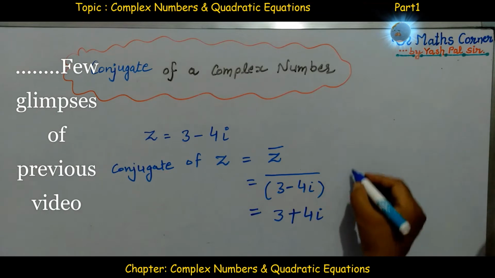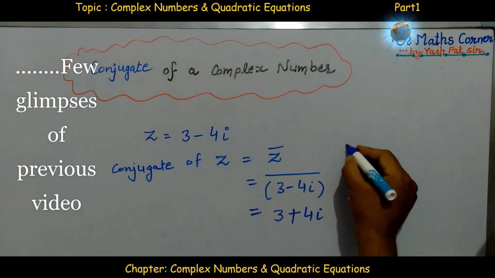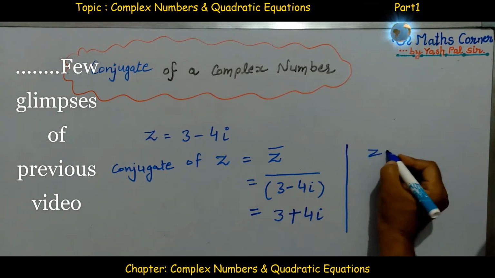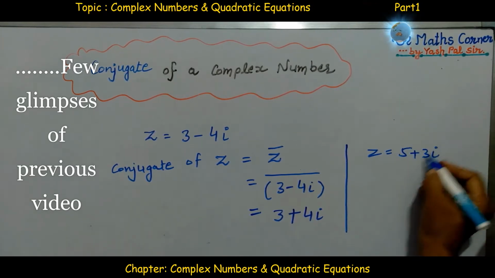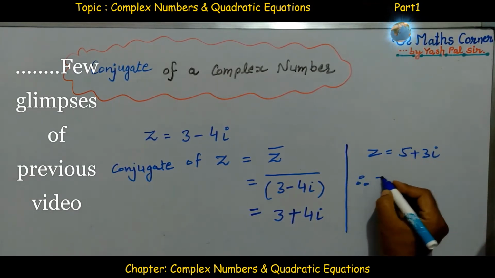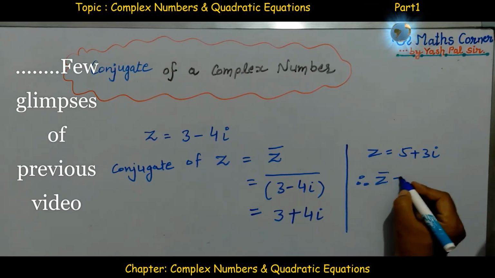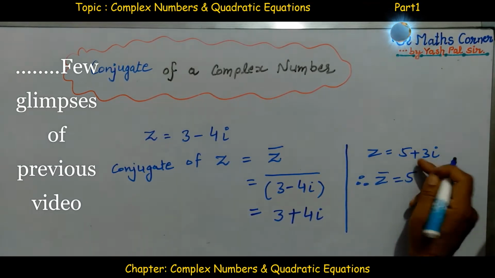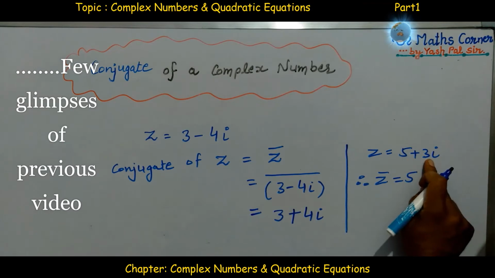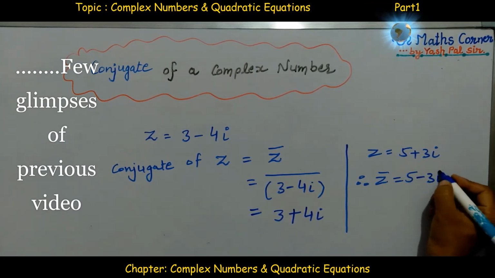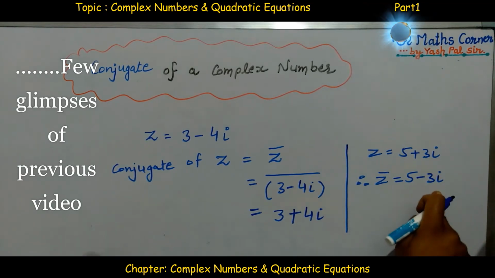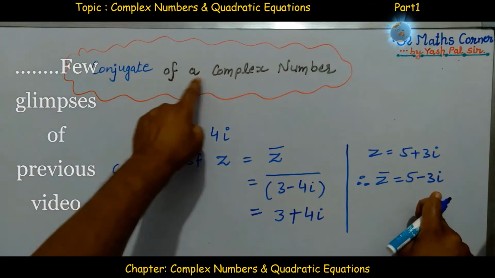Similarly, if we take one more example, suppose z is equal to 5 plus 3 iota. So what is the conjugate of z? This will be equal to 5, the sign of the imaginary part will be changed, plus 3 will become minus 3 iota. So this is the way we can find the conjugate of a complex number.